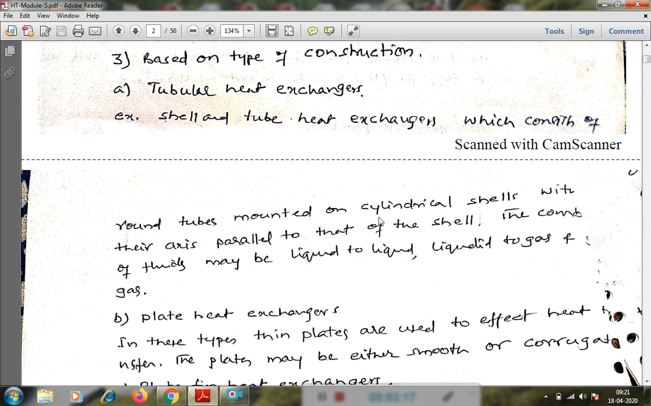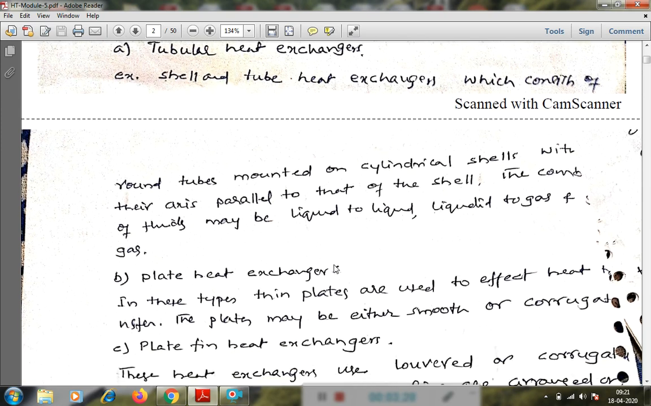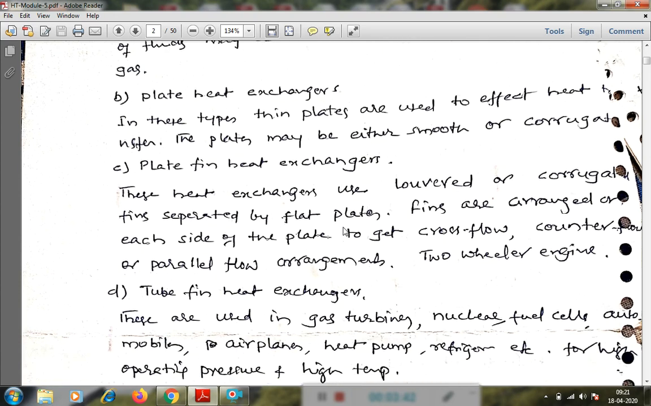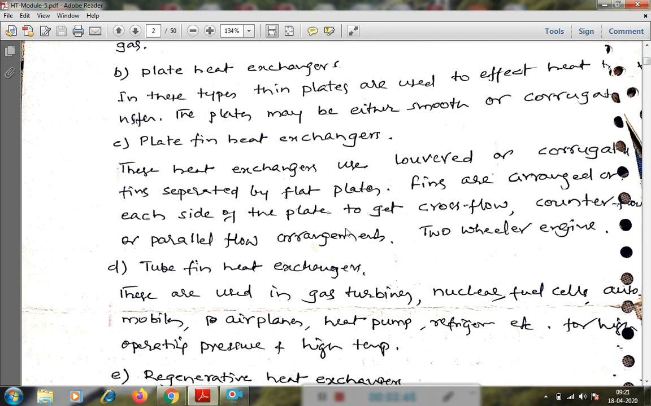Second, based on construction, plate heat exchangers. Here, plates are arranged in parallel to make passages for the flow of fluid. In one passage the hot fluid is flowing, and in another passage the cold fluid is flowing, where heat exchange takes place between the two fluids. Then the plate fin heat exchanger. On the same plates, in order to increase the rate of heat transfer, fins are provided over the surface, and that is called a plate fin heat exchanger.